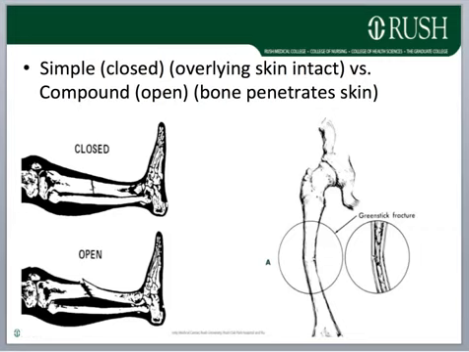Simple fractures, also called closed fractures, are when the bone is fractured, and this is a complete fracture because the bone is completely fractured across and the overlying skin is intact. In contrast, compound or open fractures are where the bone actually penetrates the skin. Now on the right you see the greenstick fracture, and that's an incomplete fracture, so the bone is incompletely fractured, and this is called a greenstick fracture.